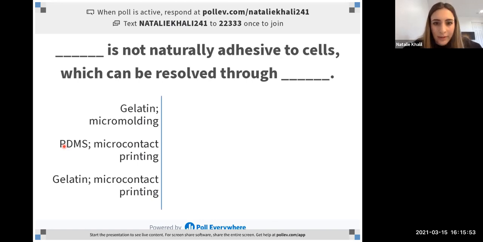Okay, we'll go ahead and reveal the answer. So the majority of you said PDMS is not naturally adhesive to cells, which can be resolved through microcontact printing. That is correct.